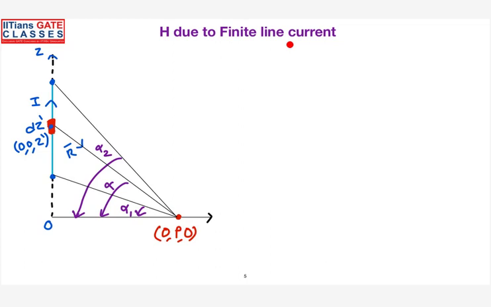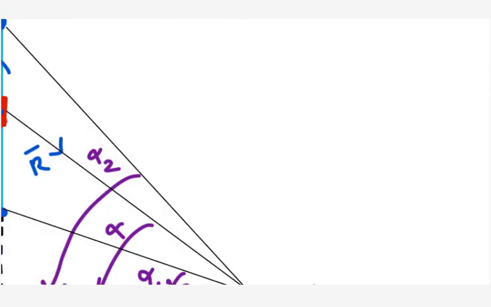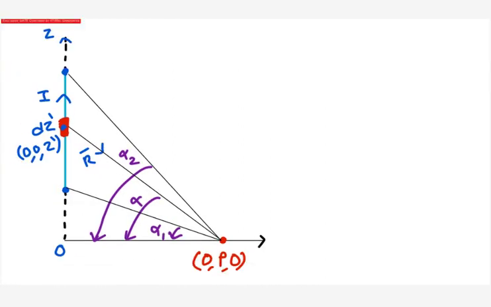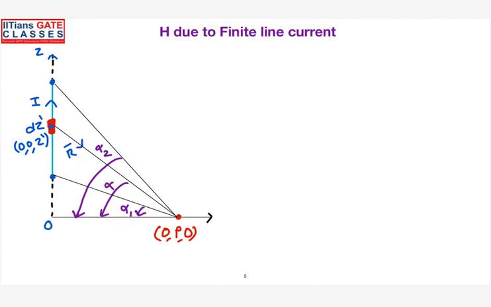When you consider this finite line current, you can see here, it is located along Z direction. This is my point of interest where I have to define the magnetic field intensity. This is my current carrying element and this is the position of the observer. For that I have taken a small current element here. First I will find the magnetic field intensity due to this current element. Then I will integrate from this edge to this particular edge.